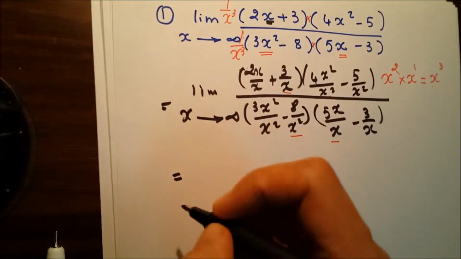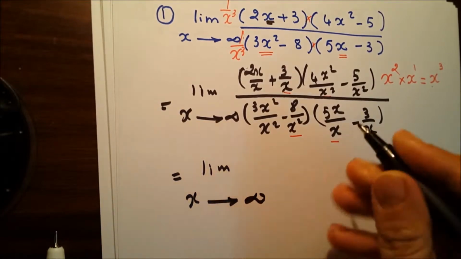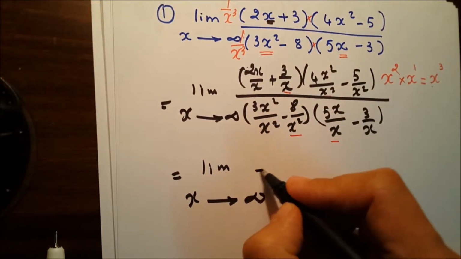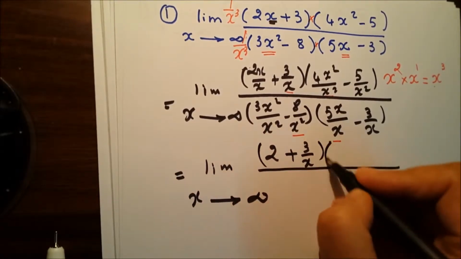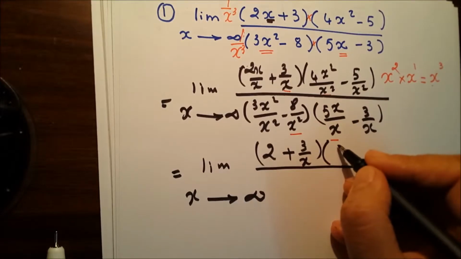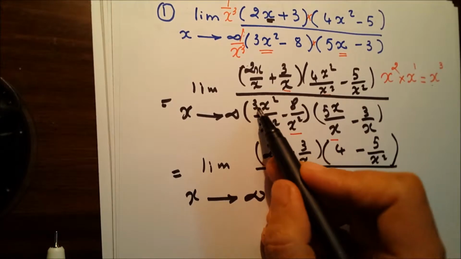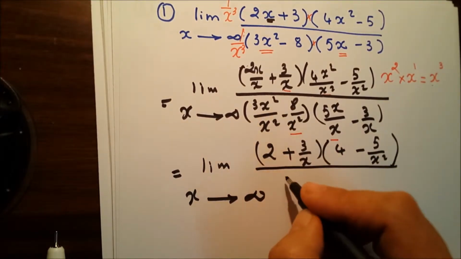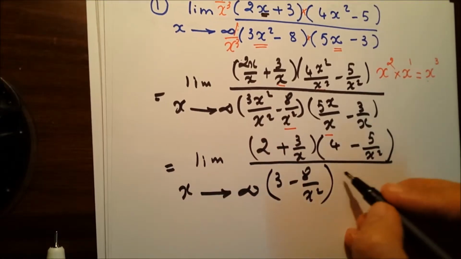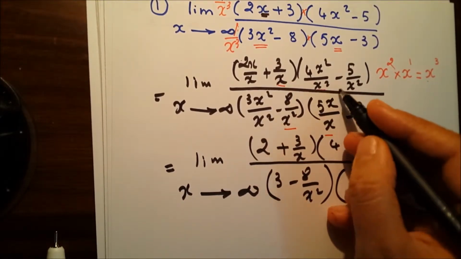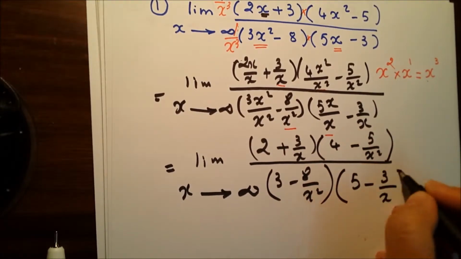This is equal to the limit as x tends to infinity of 2x over x to be 2 plus 3 over x, and times 4x squared over x squared to be 4 minus 5 over x squared, and here 3x squared over x squared to be 3 and minus 8 over x squared, and this is times 5x over x to be cancelled, so 5 minus 3 over x.